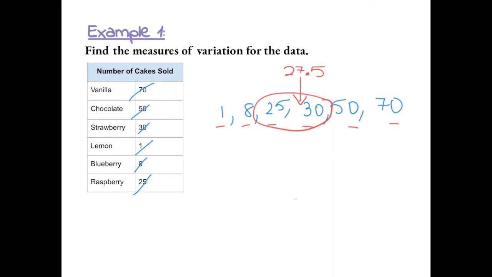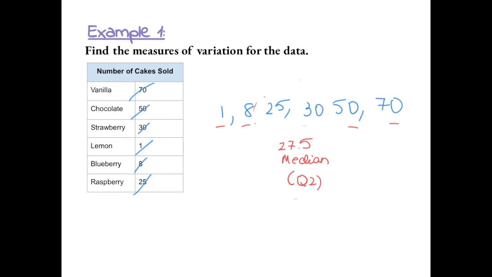So 27.5 is our median, which is also sometimes called the second quartile. Because 27.5 is our median, now when we're trying to find our first and third quartiles, we want to include 25 and 30 as our left side and right side of the data. So this is the middle of the data.